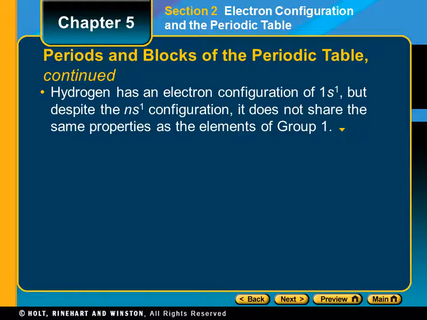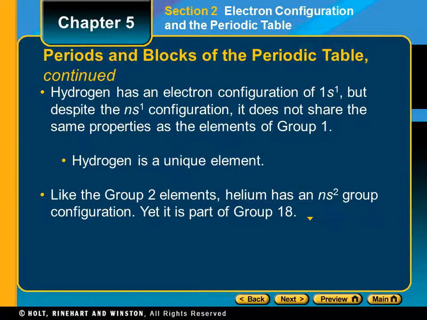Now hydrogen's interesting. Hydrogen has an electron configuration of 1s1. You know that. But despite the s1 configuration, it does not share the same properties of the elements of group 1. So it's not an alkali metal. And so hydrogen ends up being unique. And being unique, it has kind of its own place, so to speak, in the periodic table.